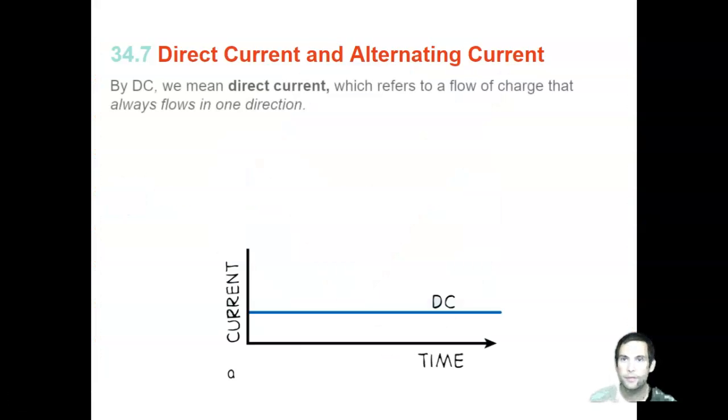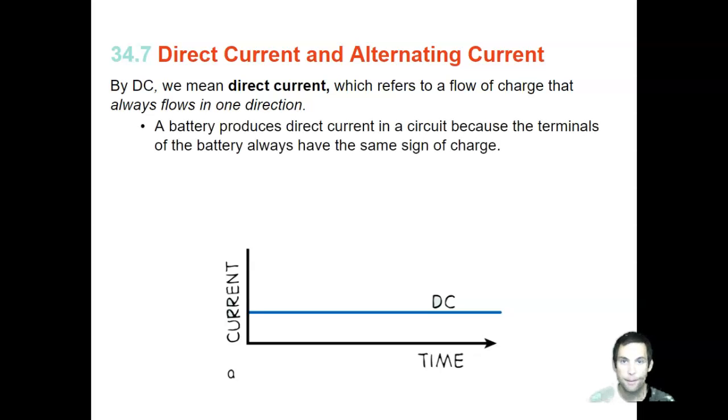All right, so by DC we mean direct current, which refers to a flow of charge that will always flow in one direction. A battery produces a direct current in a circuit because the terminals of the battery always have the same sign of charge. So on a battery you always have that positive terminal with a nub and then the flat side, the negative terminal.